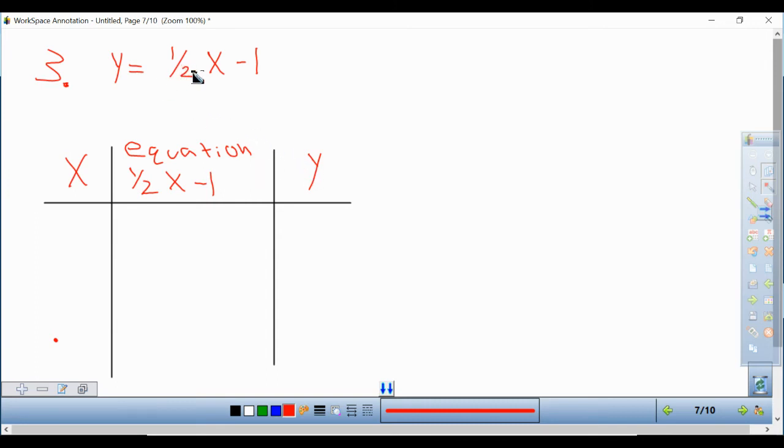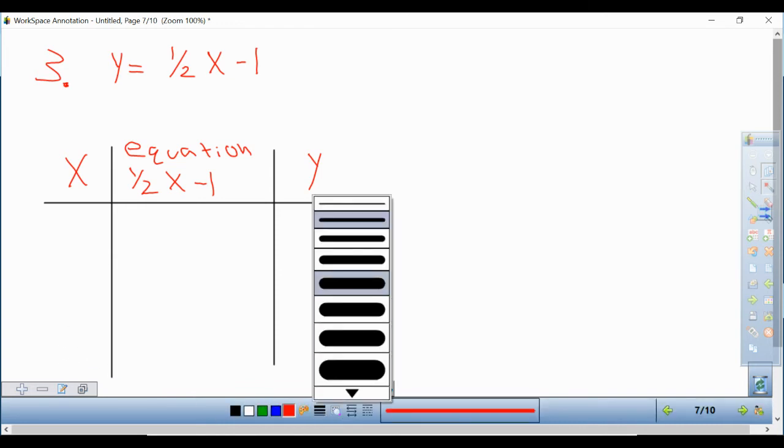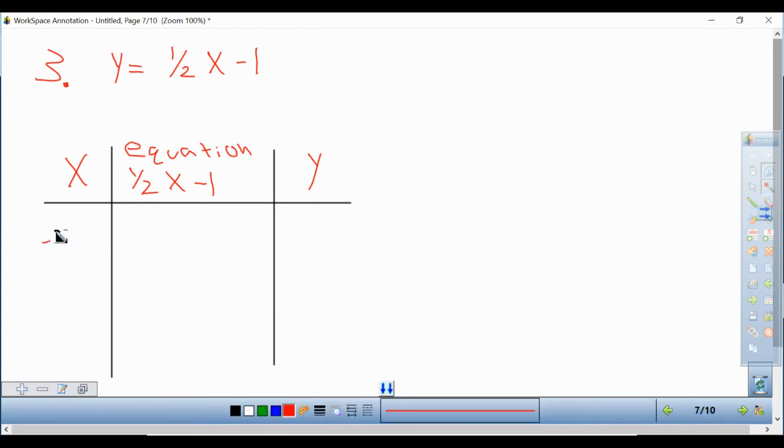And our equation is 1 half X minus 1. So for our X values, I'm going to pick negative 2. They can be anything you want. But I'm going to go ahead and pick some easy numbers. Negative 2, 0, 2. So what goes here in the middle? I've got to write the equation, but I'm going to leave X out. And I'm going to plug in the value that I chose for X, which is negative 2.